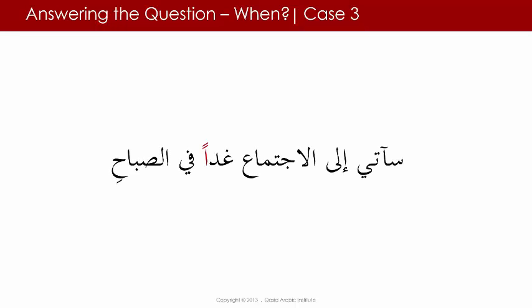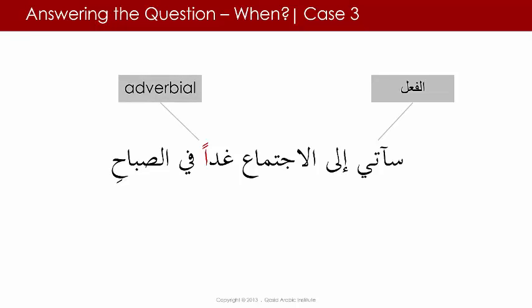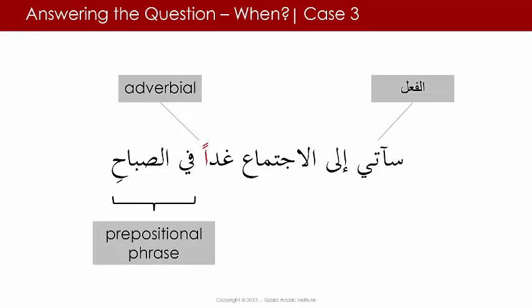سآتي إلى الاجتماع غدا في الصباح. So in the previous sentence, we said صباحا, which meant in the morning. So tomorrow, غدا صباحا, in the morning. Another way to write that is simply to write صباحا as a prepositional phrase. في الصباح, in the morning. They both have the same meaning. So we have our verb سآتي, and then our adverbial غدا. And then في الصباح is now a prepositional phrase rather than being an adverbial like صباحا.